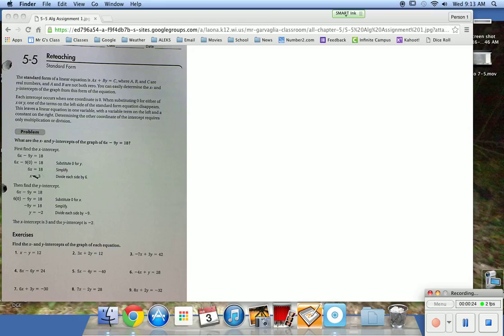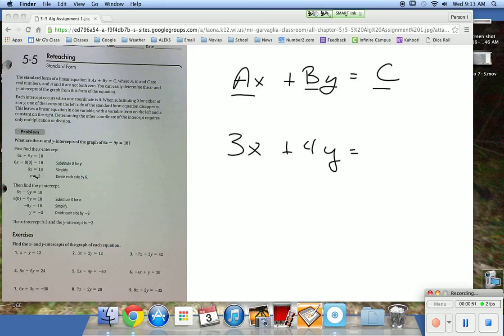Standard form looks like this: Ax plus By equals C. A, B, and C are numbers. The only letters in there are your x and y. So if I was going to write this in standard form, I could say 3x plus 4y equals 10, let's say. That's an example of a standard form equation.